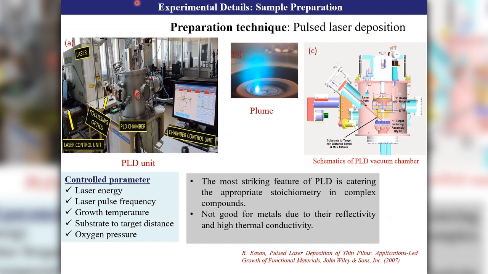So here comes the thin film fabrication part. As with many of the oxide film techniques, it is strongly encouraged, and here we have also used our pulsed laser deposition technique to fabricate the ferrimagnetic film that I am going to show in the further slides.